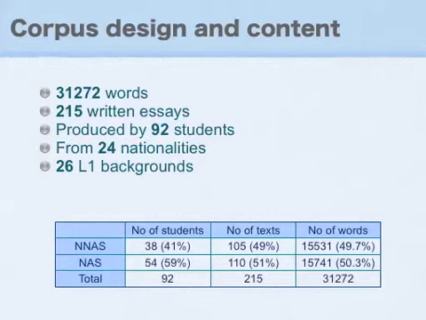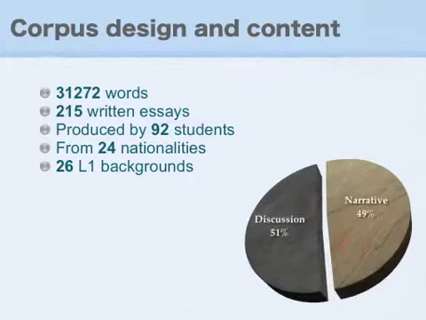This table shows more details about the two groups of learners. And as can be seen here, although the numbers of native and non-native learners are not equal, there is a balance in the numbers of words they produced. Also, there is a balance in terms of text genre between narrative and discussion.